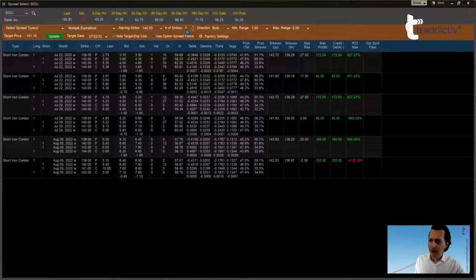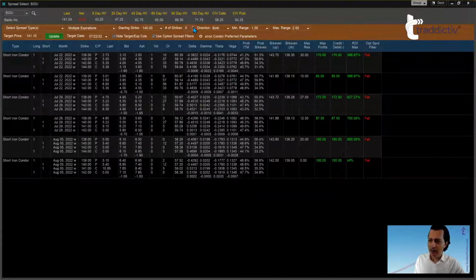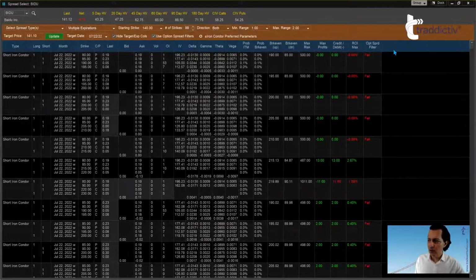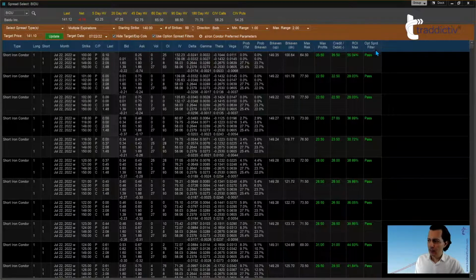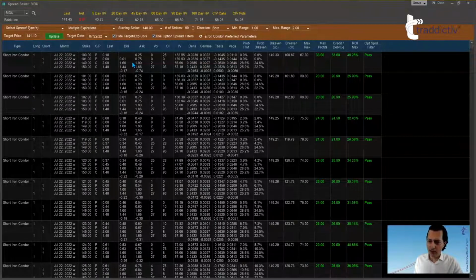Great. With that in place, let's activate my filters. Let's look for the template, iron condor preferred parameters, which again, is me being picky. And now let's build 99 condors and sort to see if anything passes. So we got July 22nd passes, but I am really not happy to see bid 1, 0.75, bid 1, 0.75. Some of them are better, but some of them are going to be very low quality. So let's take a look at the chart.